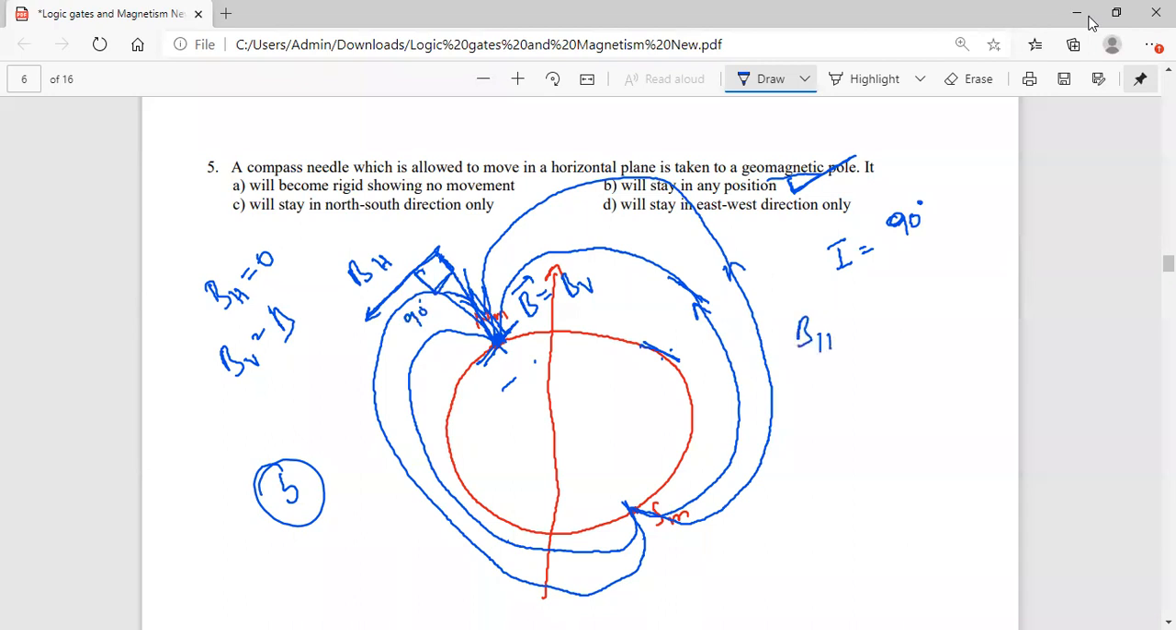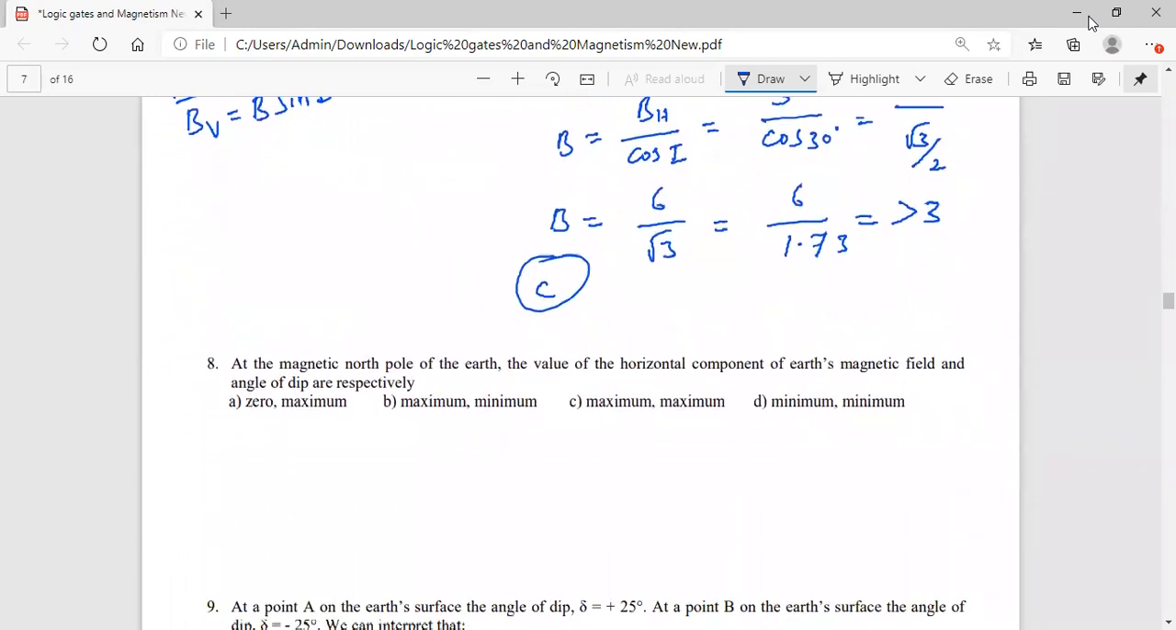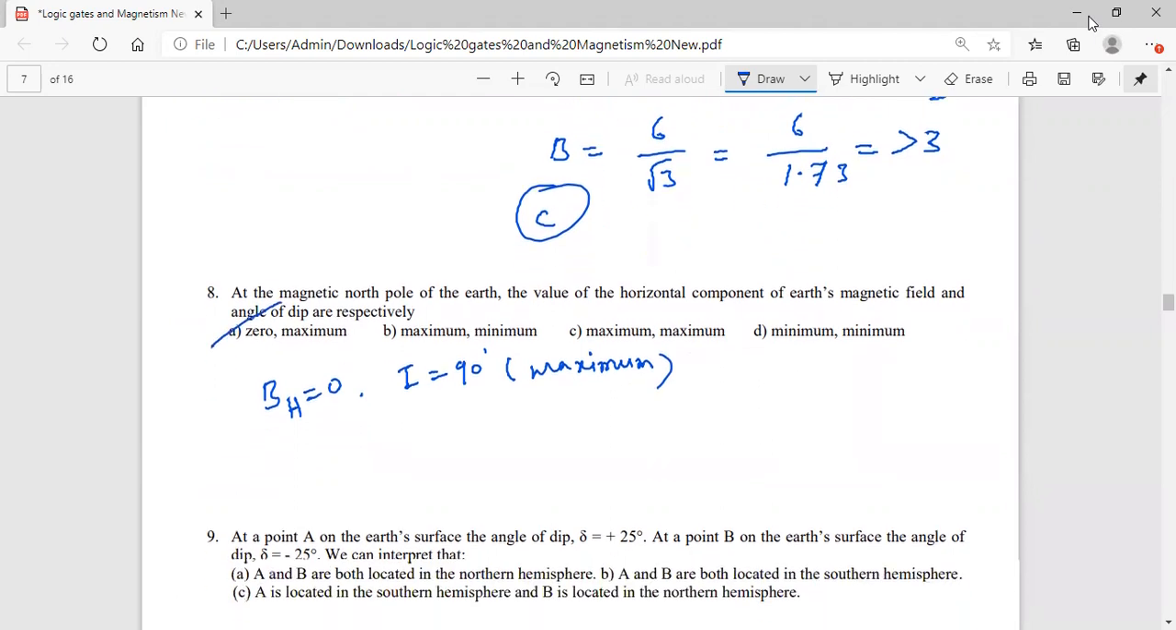And next we know that BH is equal to B cos psi, so BH is equal to B into cos 90. B into cos 90 becomes 0. Therefore, BH is equal to 0. Hence, the horizontal component of the earth's magnetic field at the poles is 0, and the angle of dip is maximum, that is 90 degrees, at the poles. Therefore, option A is the correct answer.